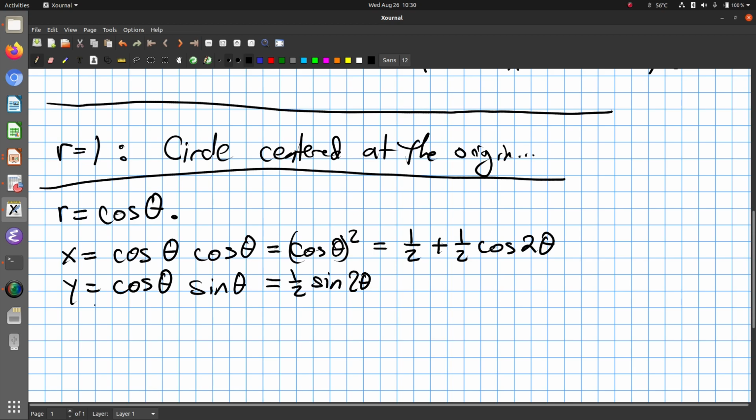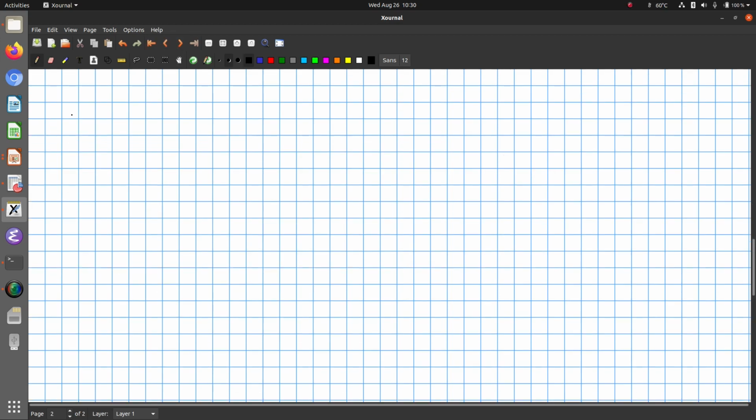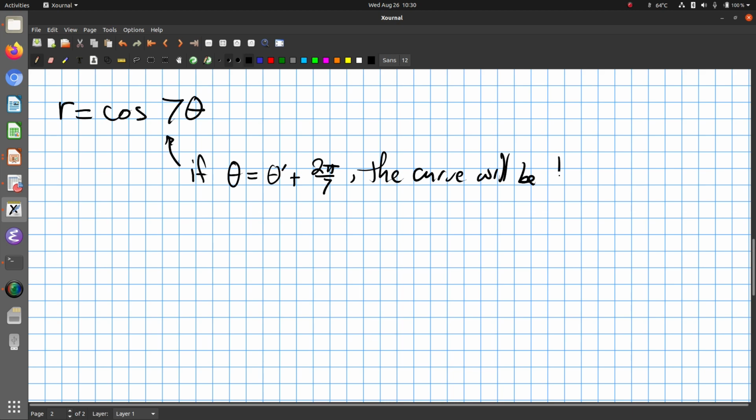Okay. So what about something that's a little bit fancier? What about r equals cosine 7 theta? Well, you'd be right in suspecting that this thing has got some kind of structure that involves a 7, some kind of 7-fold symmetry. So notice if theta is equal to, I don't know, theta prime plus 2 pi over 7, the curve will be the same.